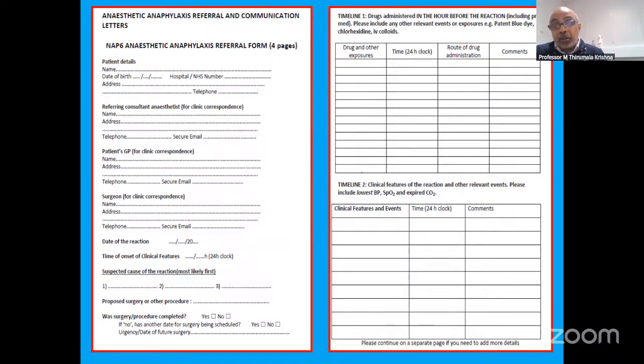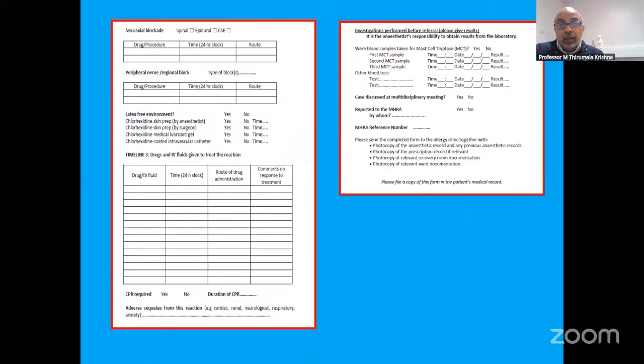But the second page is really important. What are the different drugs, what time they were given, what is the route of administration. The second table is about the clinical features, what time the patient developed hypotension or bronchospasm, urticaria, angioedema, and all that. And then this is about whether the patient was exposed to any neuraxial block and a local anesthetic was given. Was it done in a latex-free environment? And what were the other drugs that were given post-reaction? And the last page is about the tryptase results.